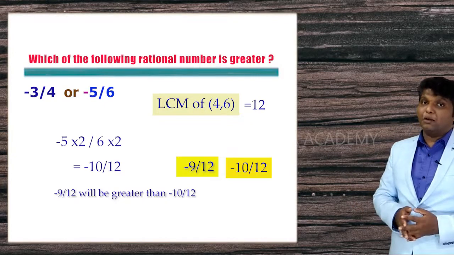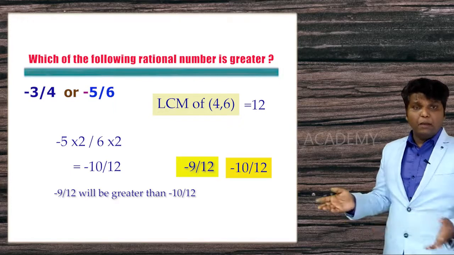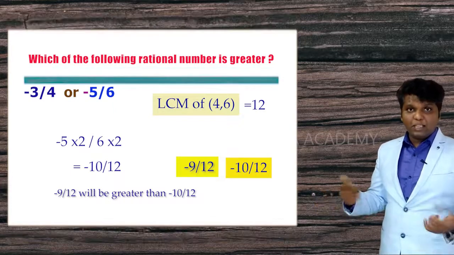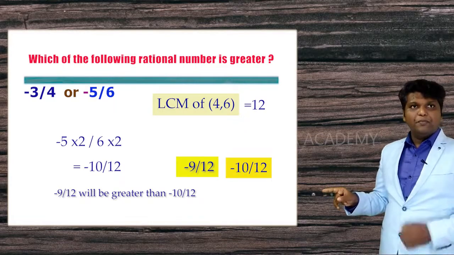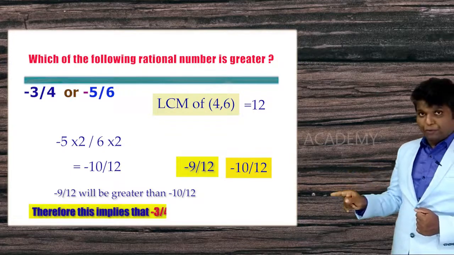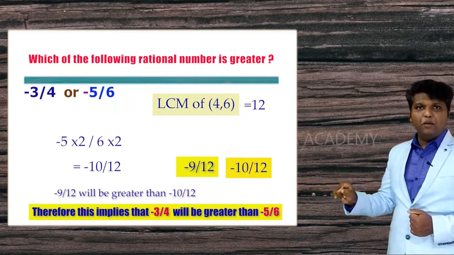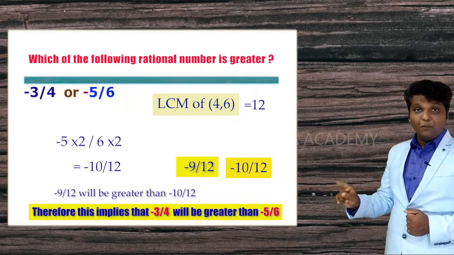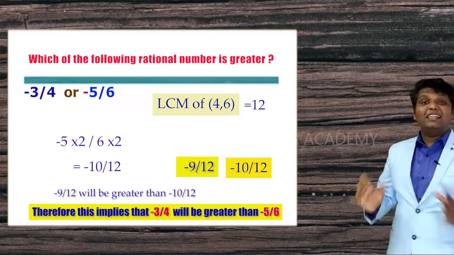But this wasn't our question. Was this our question? Is minus 9 by 12 greater than minus 10 by 12? No. So let us bring it back to our question. What is actually minus 9 by 12? Actually that is minus 3 by 4. Right? So we will write, therefore this implies, or thus we can say, minus 3 by 4 will be greater than, what is the second term? Minus 5 by 6. Clear? Like this we will conclude.